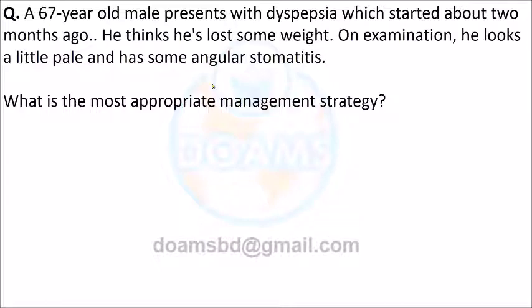A 67-year-old male presents with dyspepsia, which started about 2 months ago. He thinks he's lost some weight. On examination, he looks a little pale and has some angular stomatitis. What is the most appropriate management strategy?